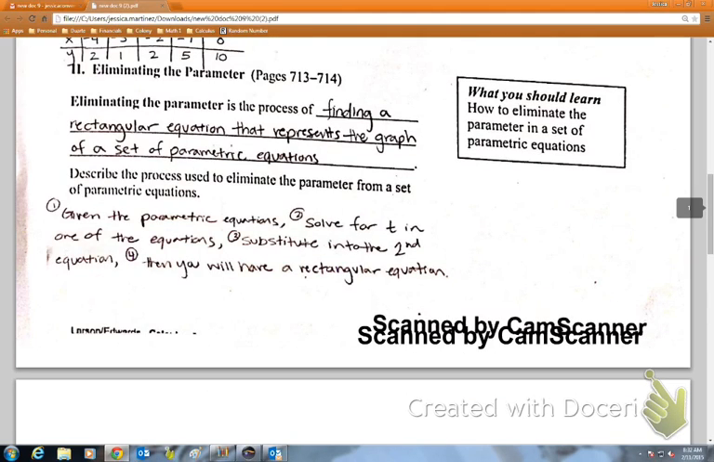So number 1, given the parametric equations, the first thing you do is you solve for t in one of the equations. Then you substitute that new value into the second equation, so it should be t in terms of x or t in terms of y. And then you will have a rectangular equation.